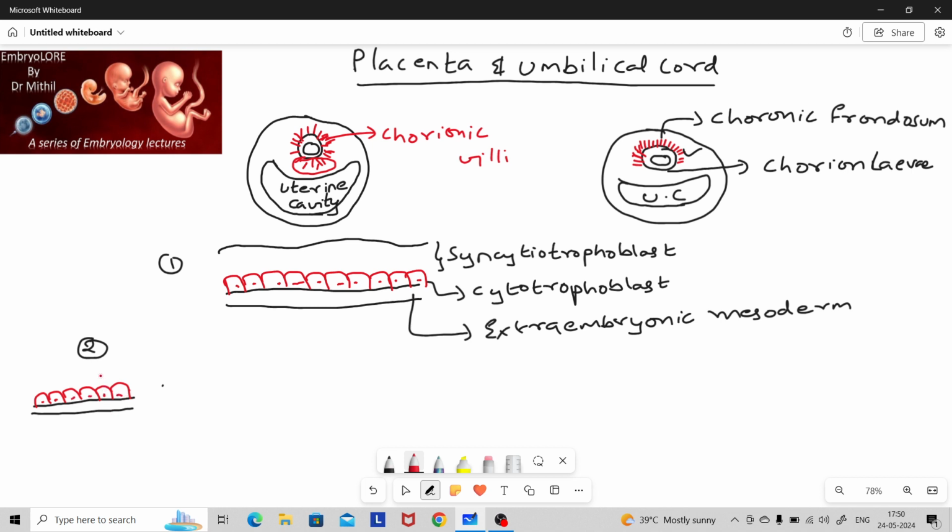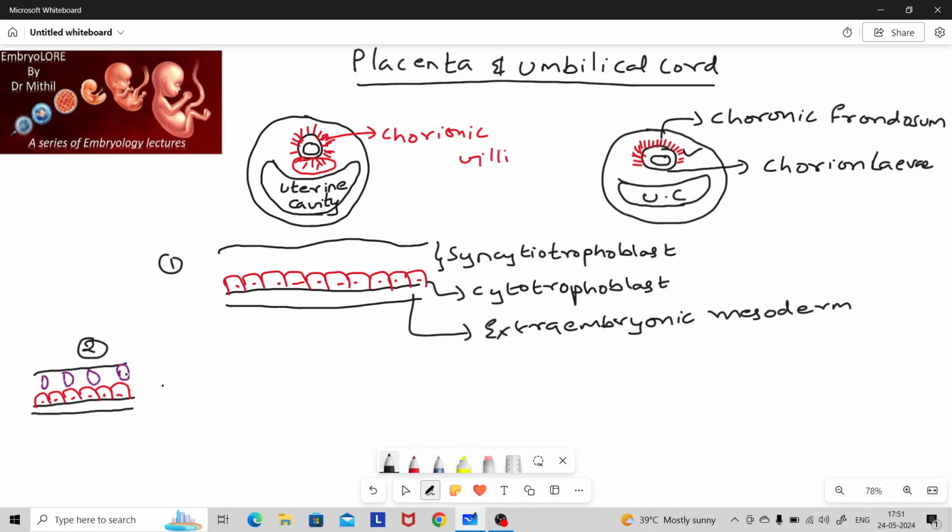Okay, so the cytotrophoblast, and on it we will be seeing the syncytiotrophoblast. Now here, most importantly, we will be seeing the formation of the lacunae. It is clearly seen by the differentiation. So lacunae, and in between them is called the trabeculae.